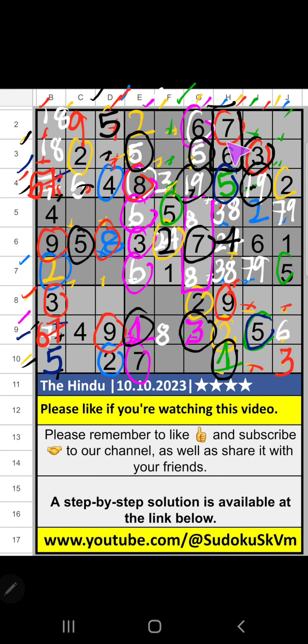3rd row we have 3. So 3 can't come in the cell. Then 3 is confirmed here. Then first grid, 2 numbers are remaining, 6 and 7. 3rd row we have 6. So 6 can't come in the cell. 6 is confirmed here. Then 7 is here.